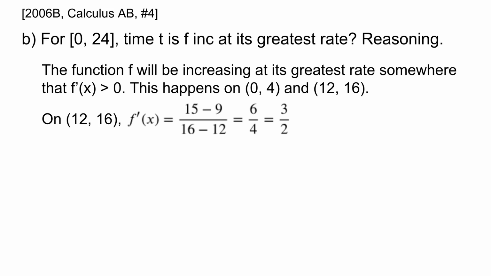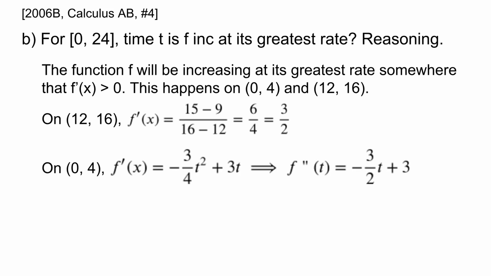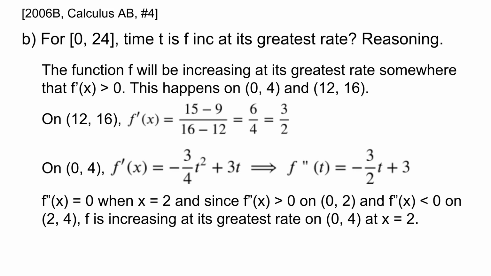On the interval from 12 to 16, f prime of x is (15 minus 9) over (16 minus 12), which is equal to 3 halves. On the interval from 0 to 4, f prime of t is negative 3 fourths t squared plus 3t, which implies that f double prime of t is negative 3 halves t plus 3. Also, f double prime of x is equal to 0 at x equals 2.